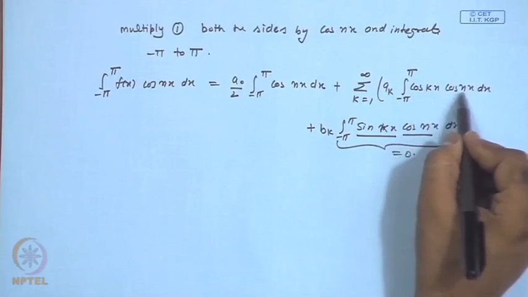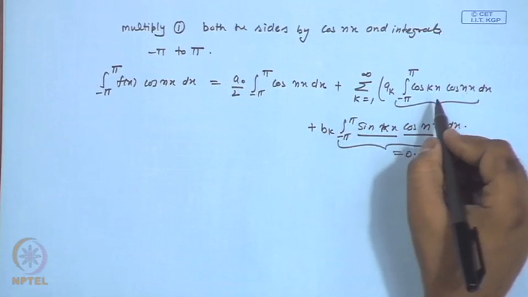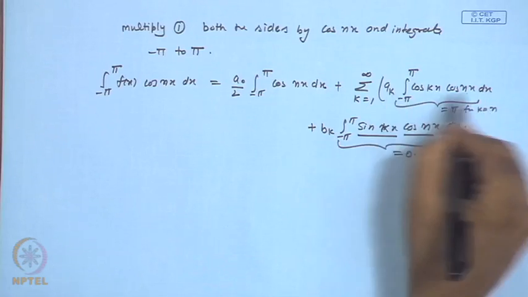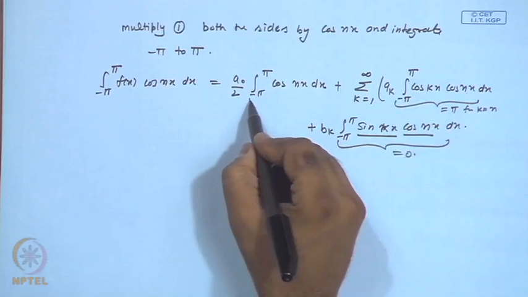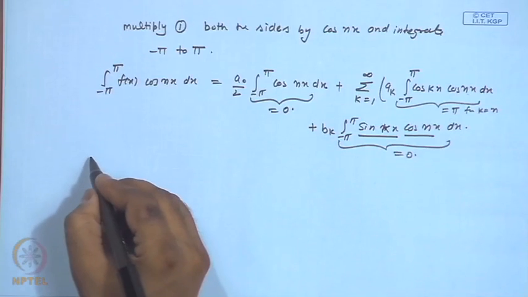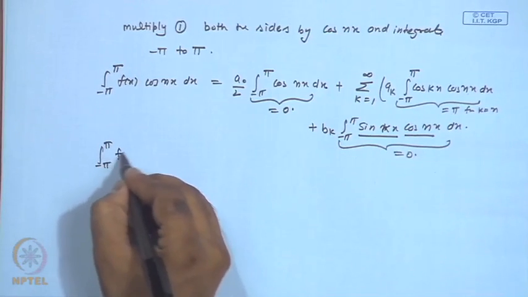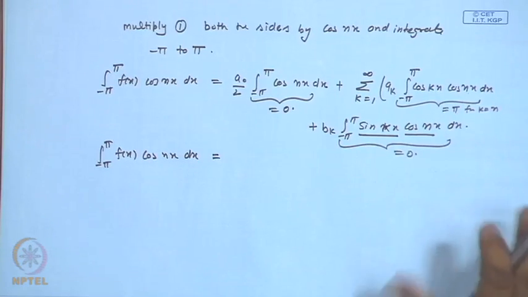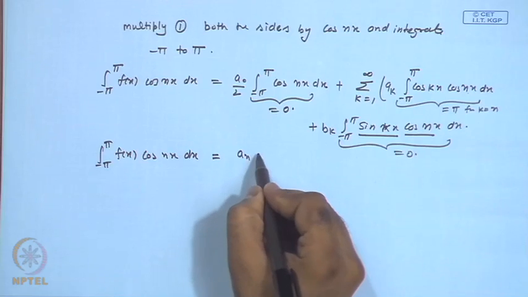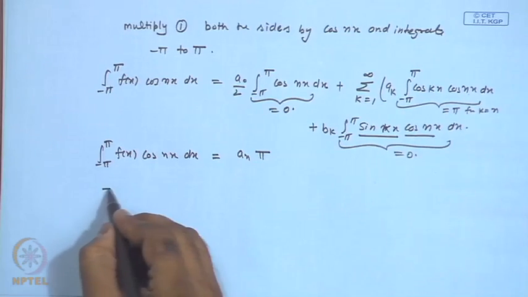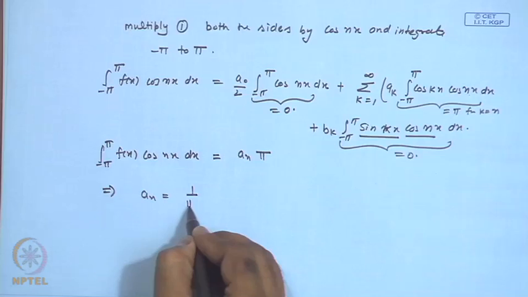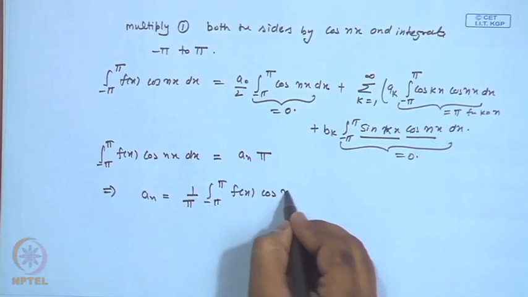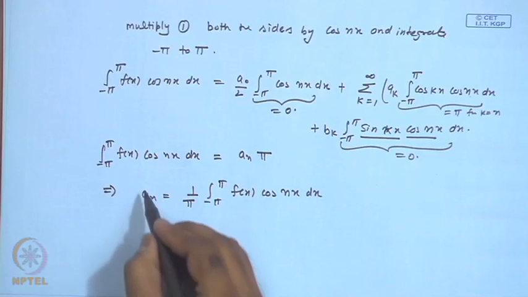So, when this k will be n, this value would be pi for k is equal to n, and the rest all the values are 0, and this is again 0. So, what we got is that the integral from minus pi to pi of f x cos n x dx is equal to a n times pi. So, we get basically a n is equal to 1 over pi, integral from minus pi to pi of f x cos n x dx.